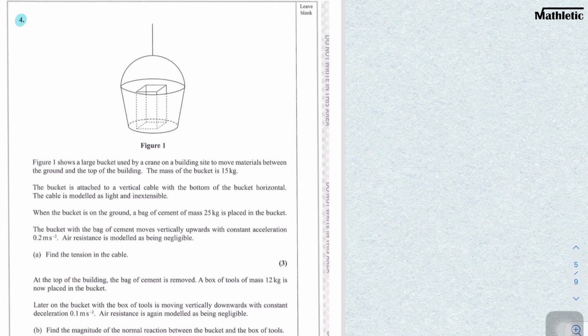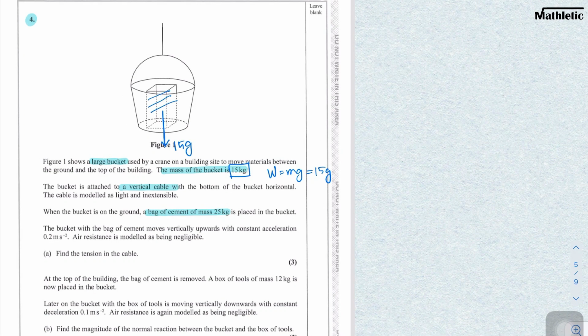So we have a large bucket. The mass of the bucket is 15 kg. The bucket is attached with a vertical cable. When the bucket is on the ground, a bag of cement of 25 kg is placed. So let me draw the weights. The mass of the bucket is 15 kg and weight is basically mg. So we have a weight of 15g for the bucket. Mass of the cement is 25 kg, so the weight of the cement will be 25g.